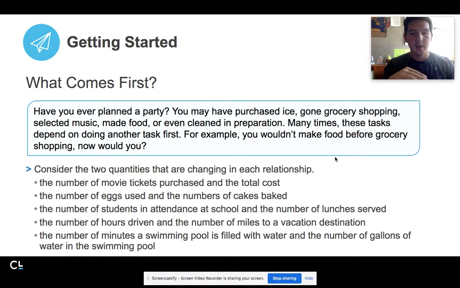So again, we're looking at the number of eggs used and the number of cakes baked. The number of cakes baked, right? We can bake as many cakes as we want. But the number of eggs we use completely depends on how many cakes we need to bake. So our cakes would be our independent variable by itself, where we can bake as many cakes as we want. But the number of eggs we use depends on how many cakes we end up with.